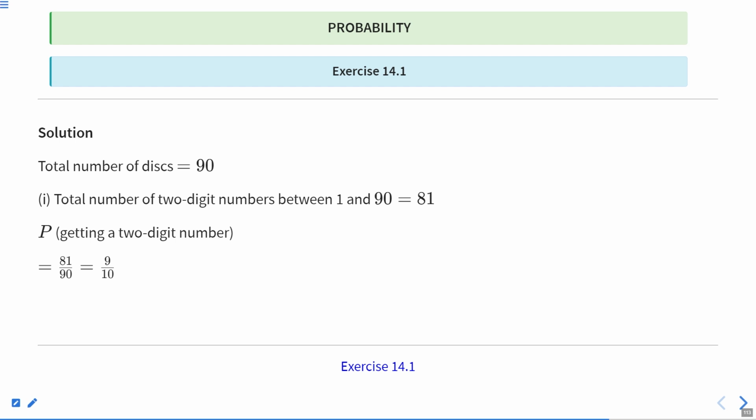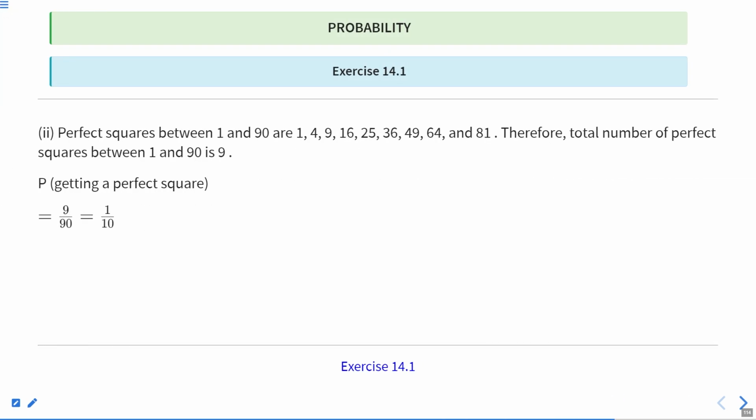Now let us find the probability of getting a perfect square. The perfect squares between 1 to 90 are 1, 4, 9, 16, 25, 36, 49, 64 and 81. Therefore the total number of perfect squares between 1 to 90 is 9. So the probability of getting a perfect square is equal to 9 by 90, that is equal to 1 by 10. Therefore the probability of getting a perfect square is equal to 1 by 10.